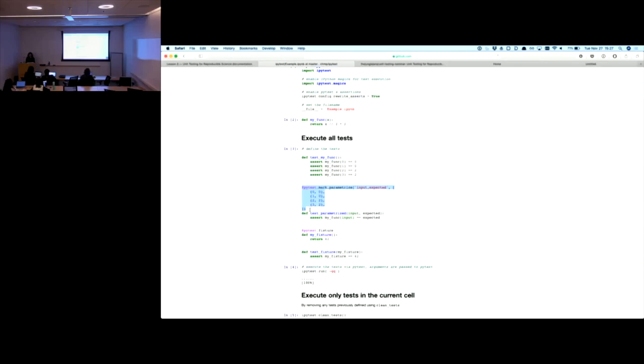Okay, so there's a couple things going on here. Basically, what this is doing is saying, I want to run my test over every single one of these combinations, but I don't want to write separate tests for each of those combinations. I just want you to iterate over all of them.